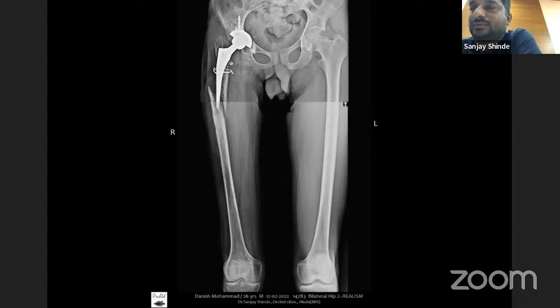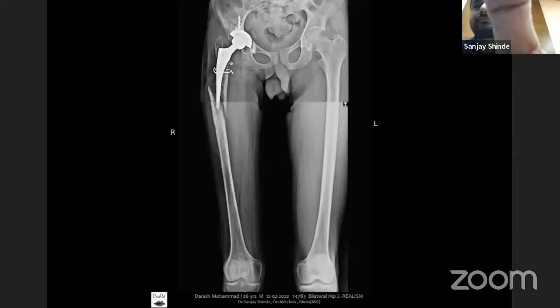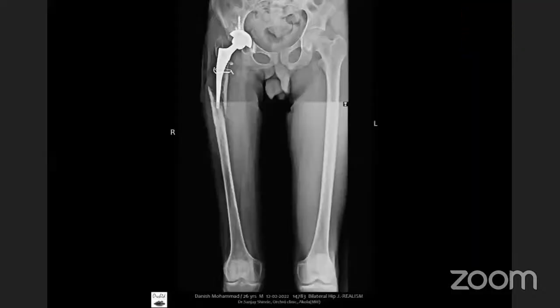Now, he gives a history that after doing the THR, within a month he developed a discharging sinus. He was always painful post his THA, and he developed a sinus after a month or so. So this was his first post-op X-ray done in 2015. This is how he was to begin with.